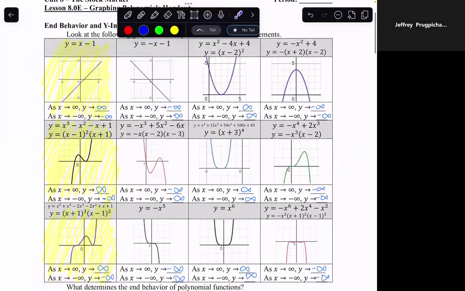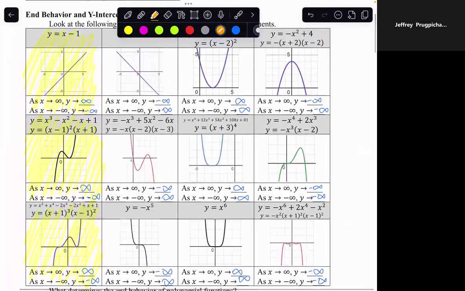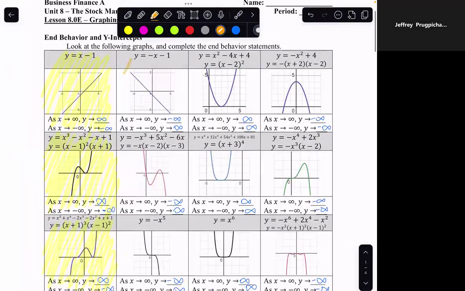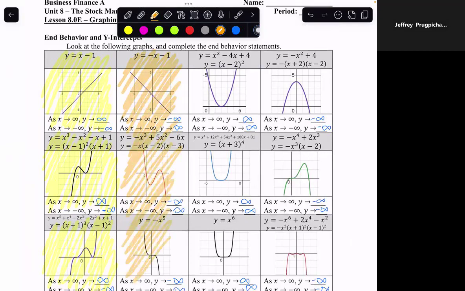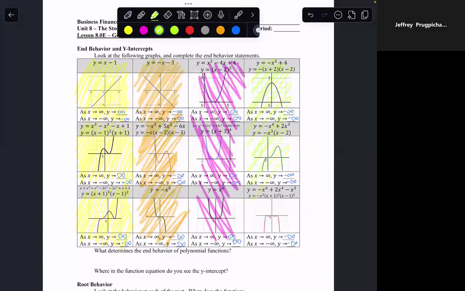Similarly, the next column, these all point to the top left and bottom right. It's all by columns, so you don't need to highlight, but those three have something in common. These three, and then these three. Again, in each column, the end behavior is the same.